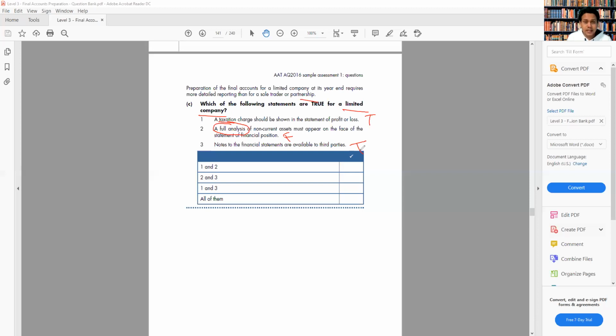So if you see any word that is not very easy or is complicated, this is the explanation we can see in the notes to the accounts. So that is also true, and anyone can see that. So that will be 1 and 3, isn't it? Okay, so I think that's it.